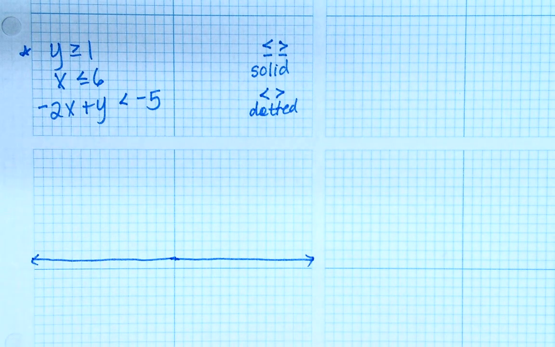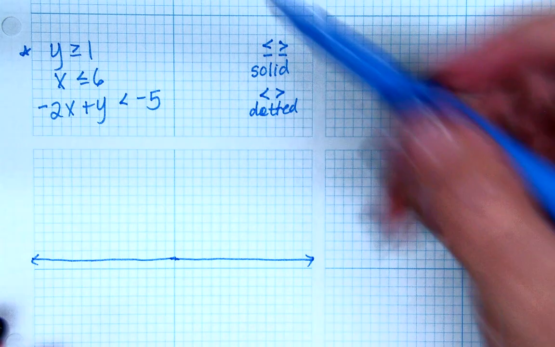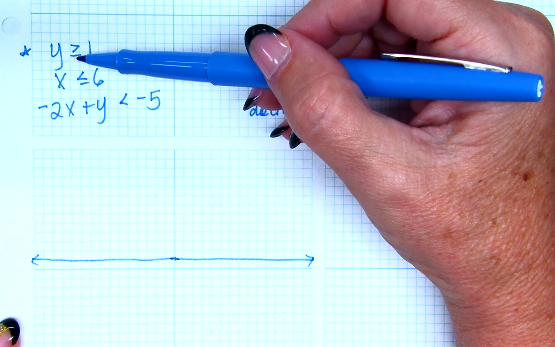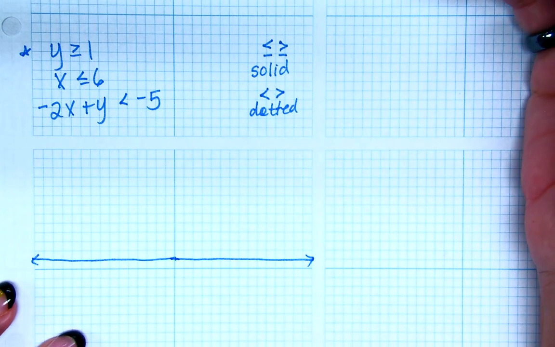Now remember we said after we graph it, we also have to shade. This is saying greater than or equal to. So we're going to shade above, right?